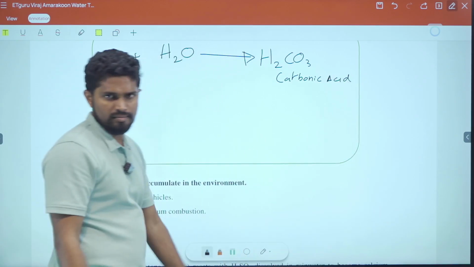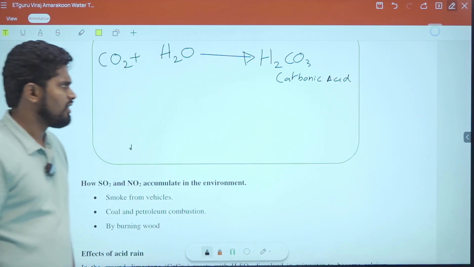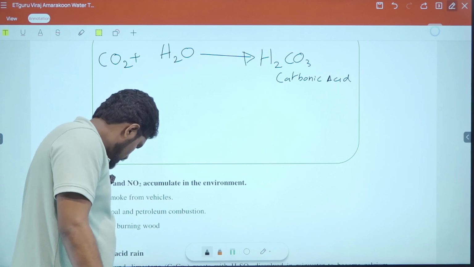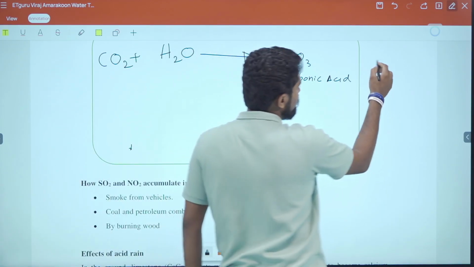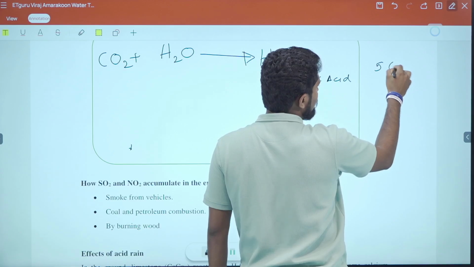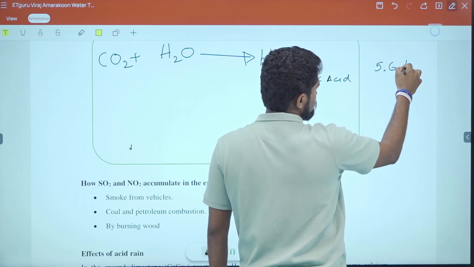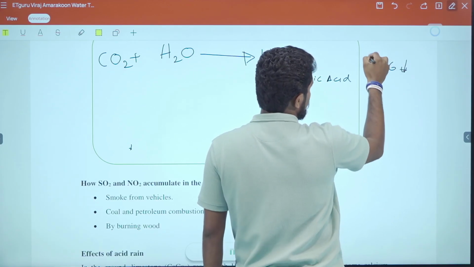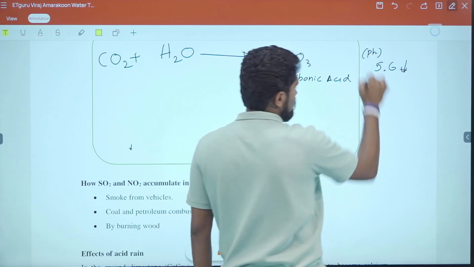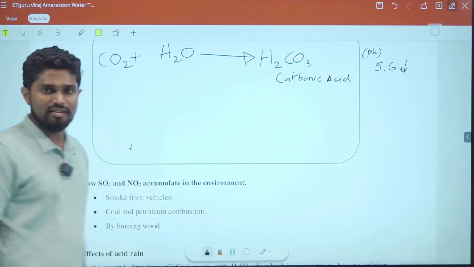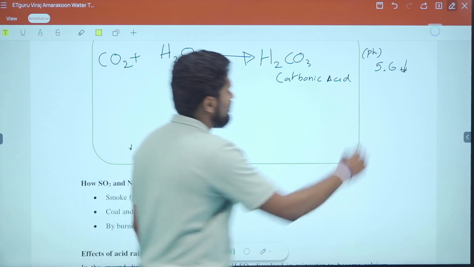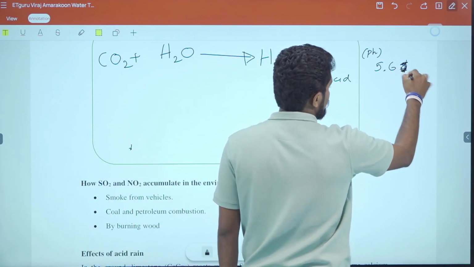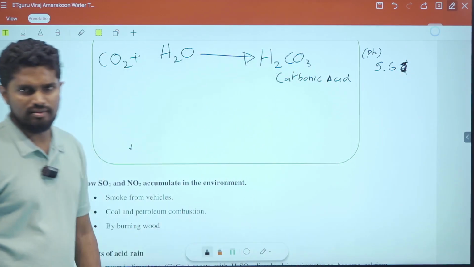Carbonic acid. Okay, carbonic acid. But normally, for this carbonic acid, the pH value is not less than 5.6, guys. Normally the pH is around 5.6.